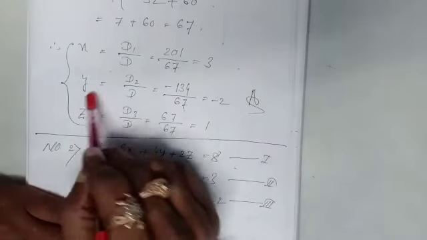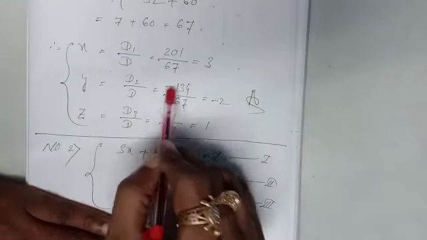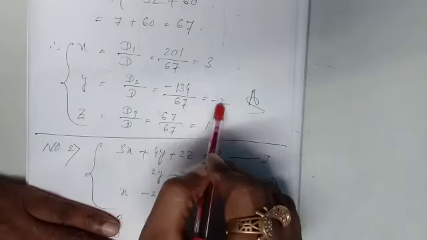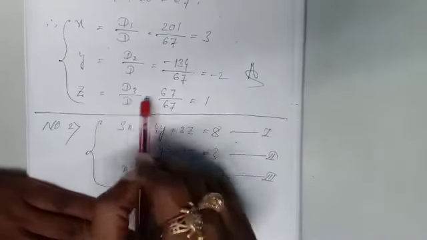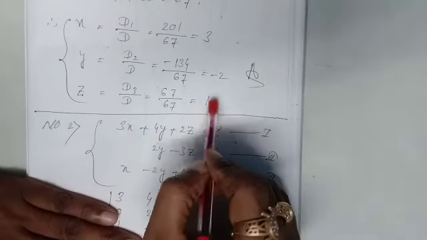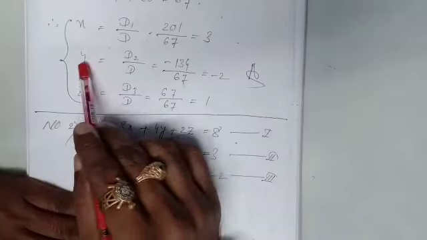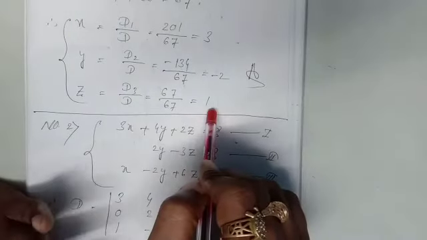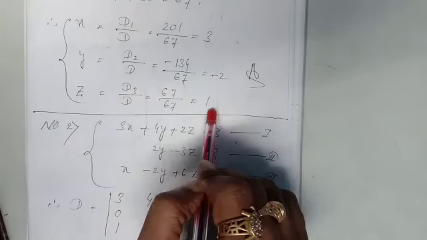y is equal to D2 by D. Put the value of D2, that is minus 134, by D, that is 67. 67 twos, that means minus 2 coming. z is equal to D3 by D. 67 by 67 coming 1. So what is the value of x, y, z? The value of x we are getting 3. y value minus 2, z is equal to 1. In this way, we have completed one question including Cramer's rule.